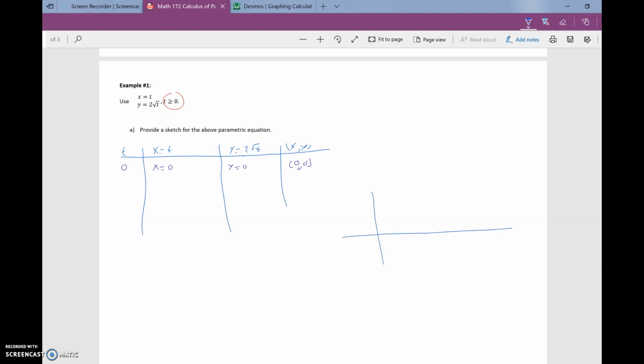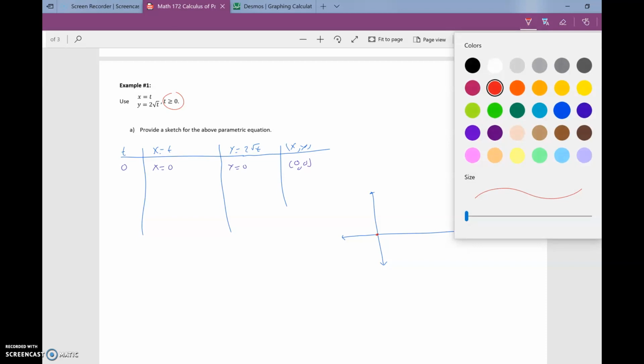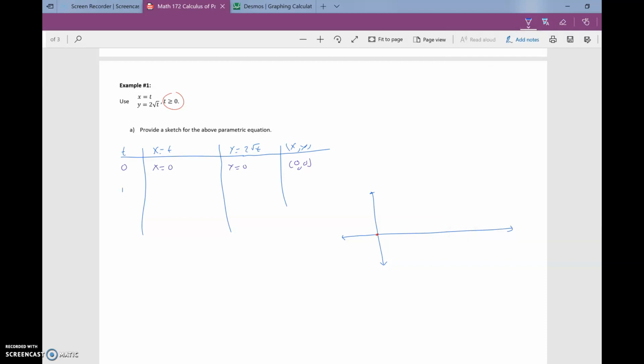So I'll just plot it here. The first one happens to be at 0. Let me select 1 for t. So x is equal to 1, y is equal to 2 square root of 1, or technically 2, so 1, 2. So this is 1, this is 2, and this is our second coordinate point.